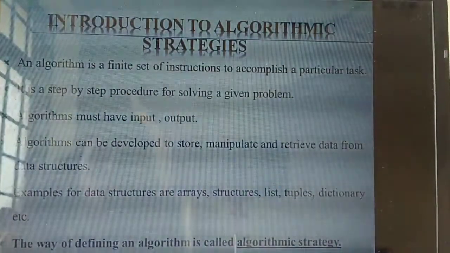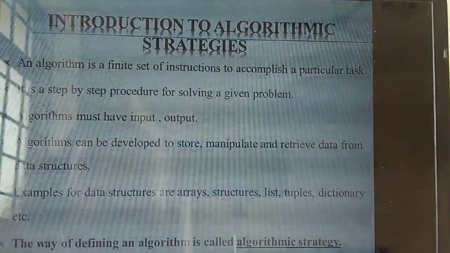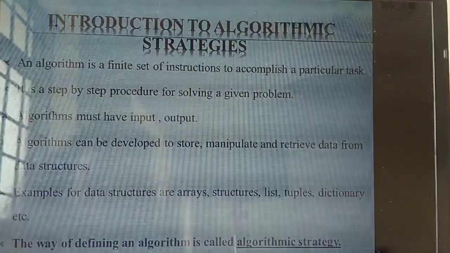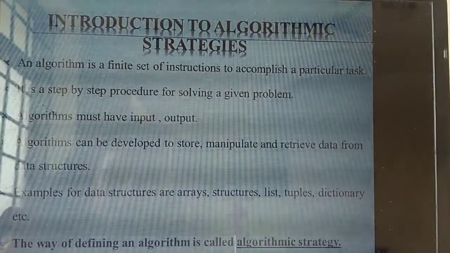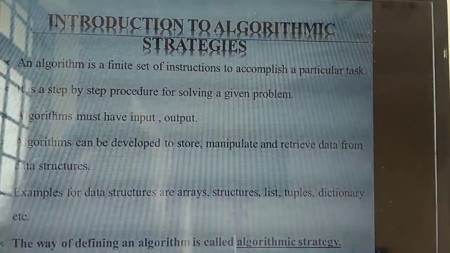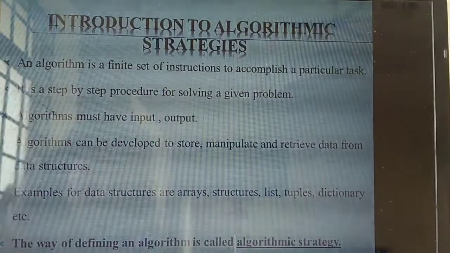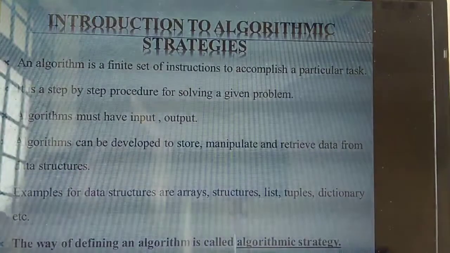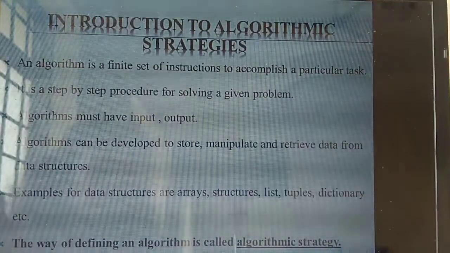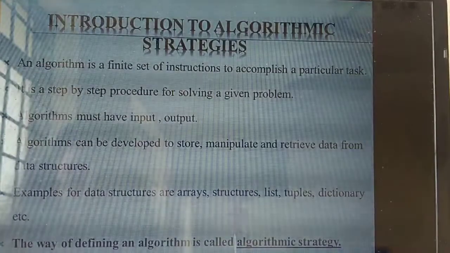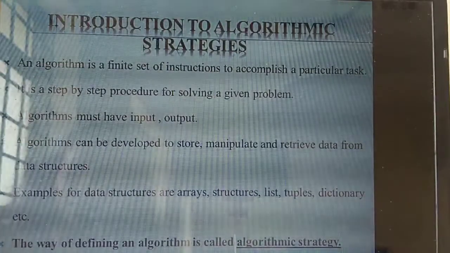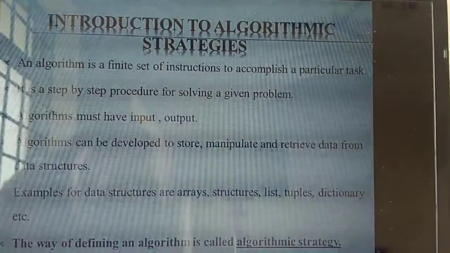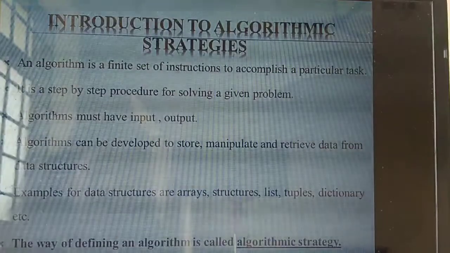Listen. What do you mean by algorithm? An algorithm is a finite set of instructions to accomplish a particular task. That means an algorithm is nothing but just like a procedure. For example, in physics, before you do a practical, the first step you write is aim. The next step you write is procedure. What you do in the practical, you write in step by step manner. That procedure we are calling here which one? Algorithm.